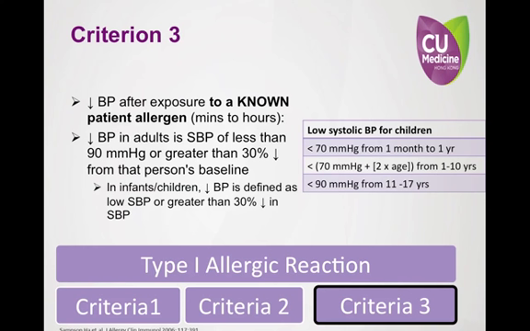The third criteria accounts for those patients with involvement of only one organ system. They must have a decrease in blood pressure after exposure to a known allergen for that patient. A decrease in blood pressure is defined as a systolic of less than 90 or a greater than 30% decrease from that patient's baseline blood pressure. Please note that the systolic of less than 90 is not applicable to children less than 11 years old, as their normal blood pressure is age dependent as shown in the table here.